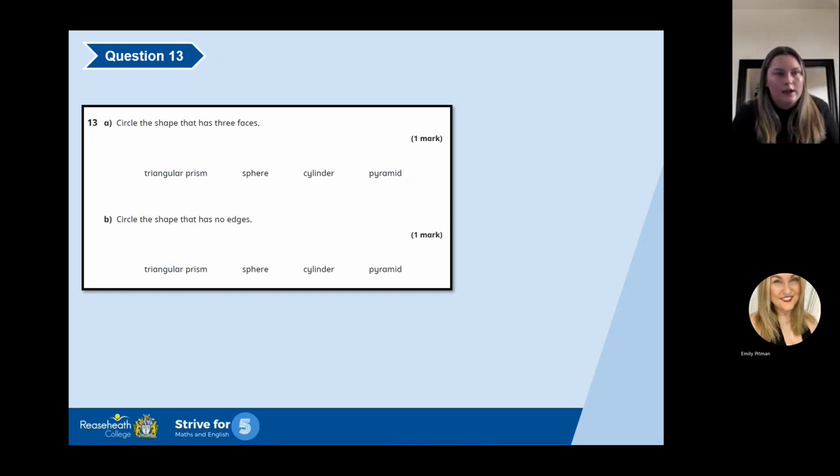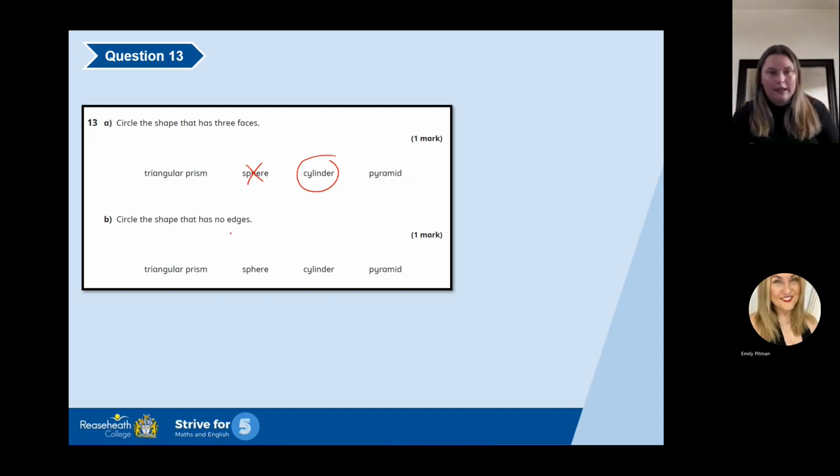So let's look at what options we've got. So I know it's not a sphere because that's got 1 face. It's not a triangular prism or a pyramid, so we've got a cylinder. So if you think about a tin of baked beans, we've got the top, the bottom, and we've got the long face around the outside.